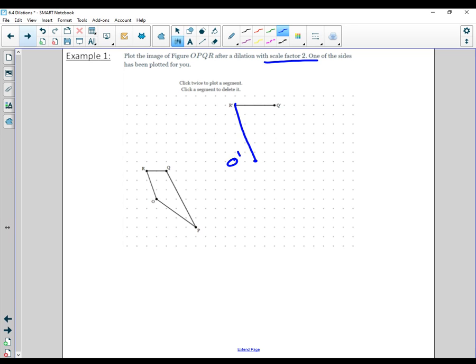Okay, and then this one, 3 down, 4 to the right. So I can go 6 down, right? Double it, and 8 to the right. Double that. So I'm taking the triangle here that I make to each point, and I'm doubling how far I go up or down, and doubling how far I go left or right because I have a scale factor of 2. Right, double means times it by 2.